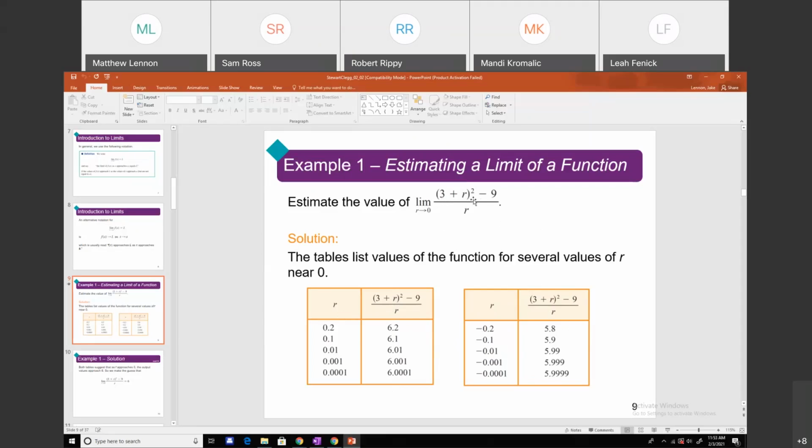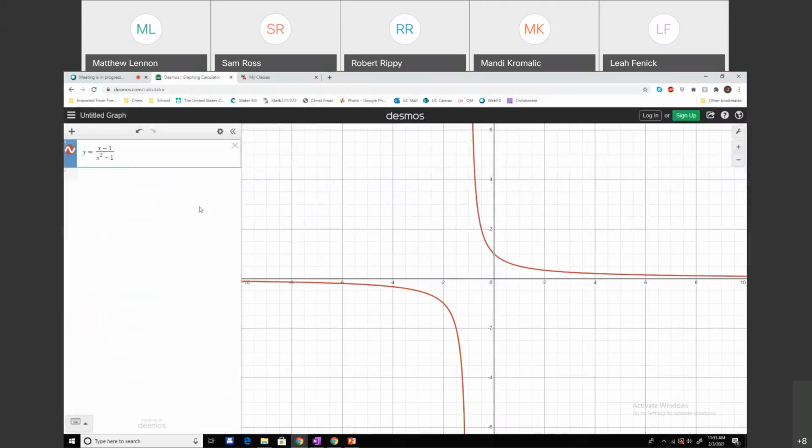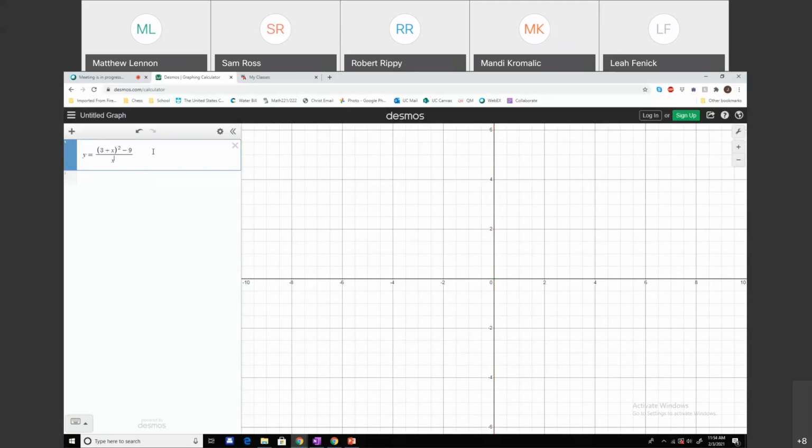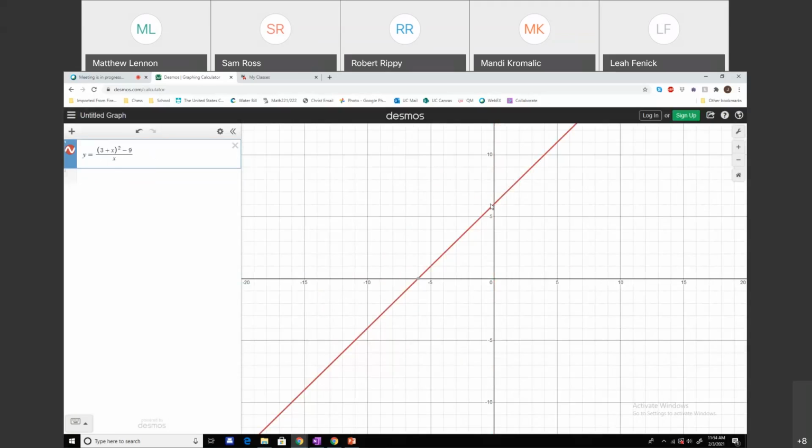So let's think about this function 3 plus r squared minus 9 over r. Let's see if the graph is any better here. So the top was, I'm going to use x instead of r, 3 plus x quantity squared minus 9 divided by x. And we see it looks like this line, well, at least from this perspective. It's essentially a line, and we see it's hitting the y-axis, which is x equals 0 at 6. So that's another way to kind of confirm that's what's going on there, just by graphing it.